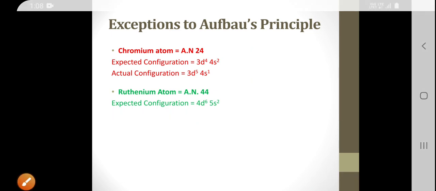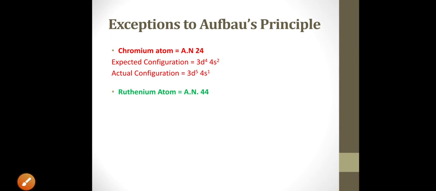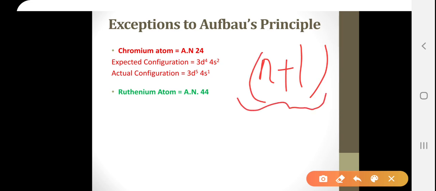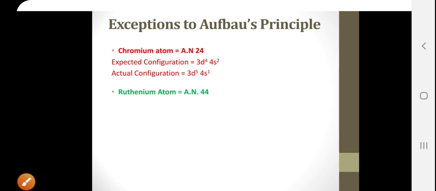Have you all understood the Aufbau principle? The Aufbau principle is nothing but electrons being arranged in the orbitals in increasing order of energy, also using the two rules, the n plus l rule. If n plus l is the same for two subshells, then electrons will enter the one with the lowest n value. So this is the Aufbau principle. I hope you all understand the Aufbau principle clearly.